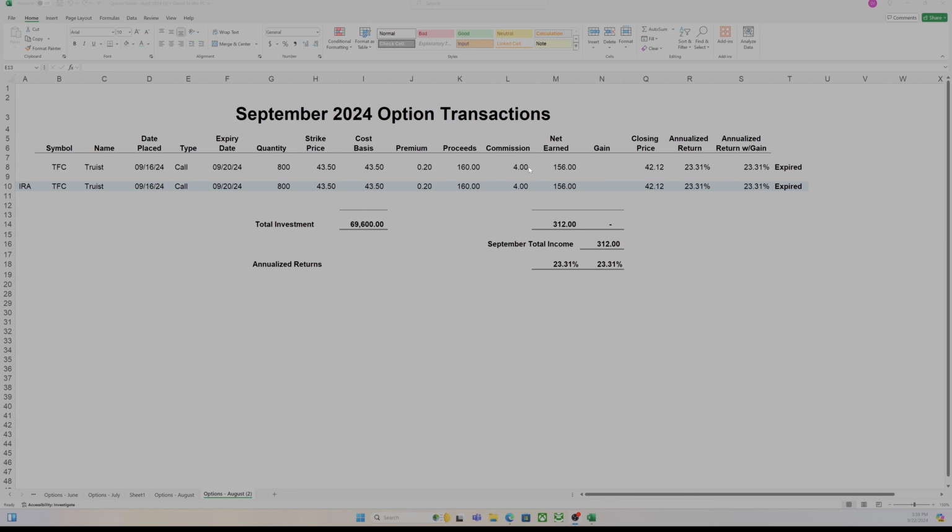Okay, so this is what I netted. Here was my closing price. Here's my annualized return. So all in all, a 23% return for the week. Very satisfied. So that's pretty much it, stem to stern. I'll do this again Monday, and at the end of the month, I'll come back and show you how the whole month looks.